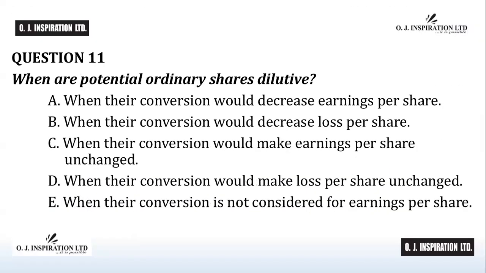Question number 11. The answer to question number 11 is A. When the conversion would decrease earnings per share. Potential ordinary shares are dilutive when and only when the conversion to ordinary shares would decrease earnings per share or increase loss per share from continuing operations. A is the answer to question number 11.